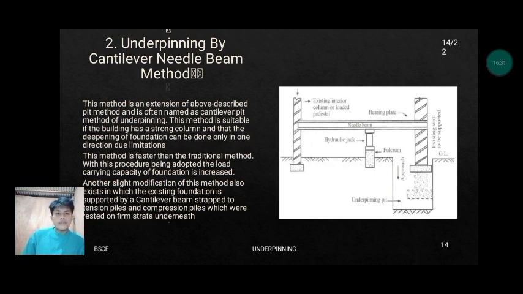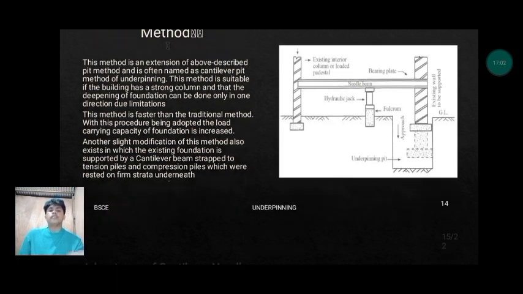In short, underpinning by the cantilever beam method is the same as the pit method, but often named the cantilever pit method of underpinning. It is suitable for buildings that have strong columns, and the deepening of the foundation can be done only in one direction due to limitations. And here is the picture, or the figure, of the underpinning cantilevered needle beam method.